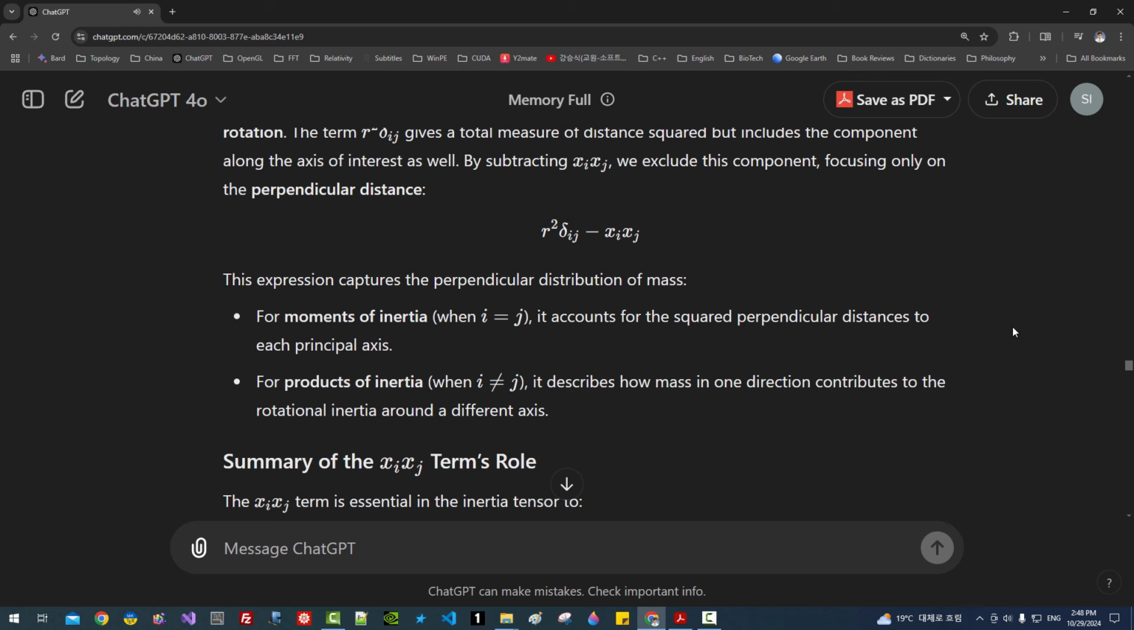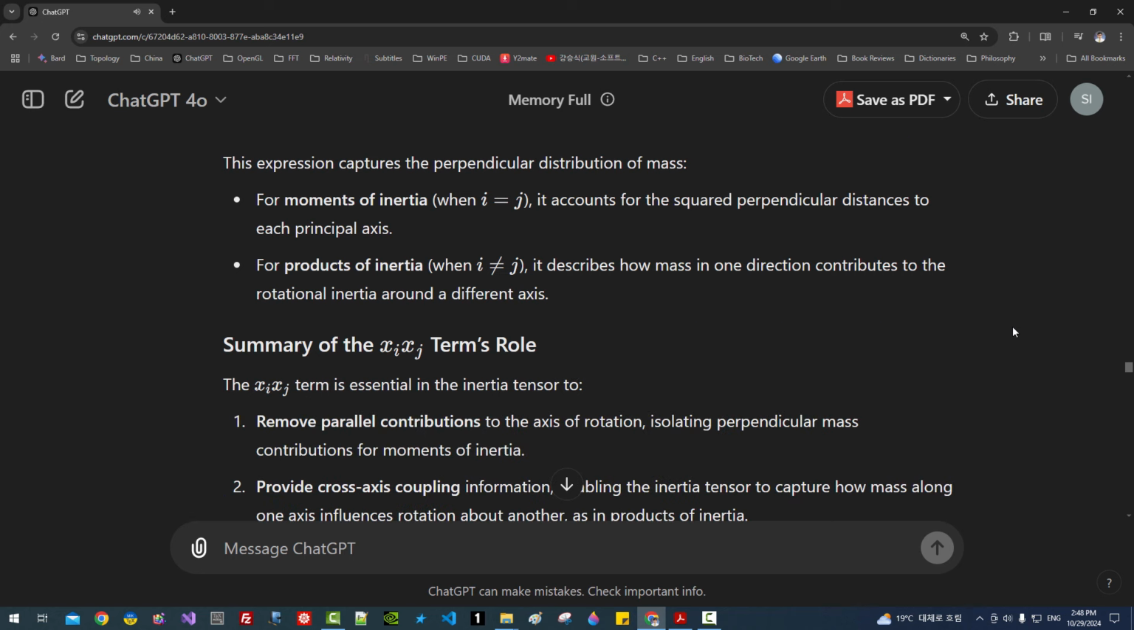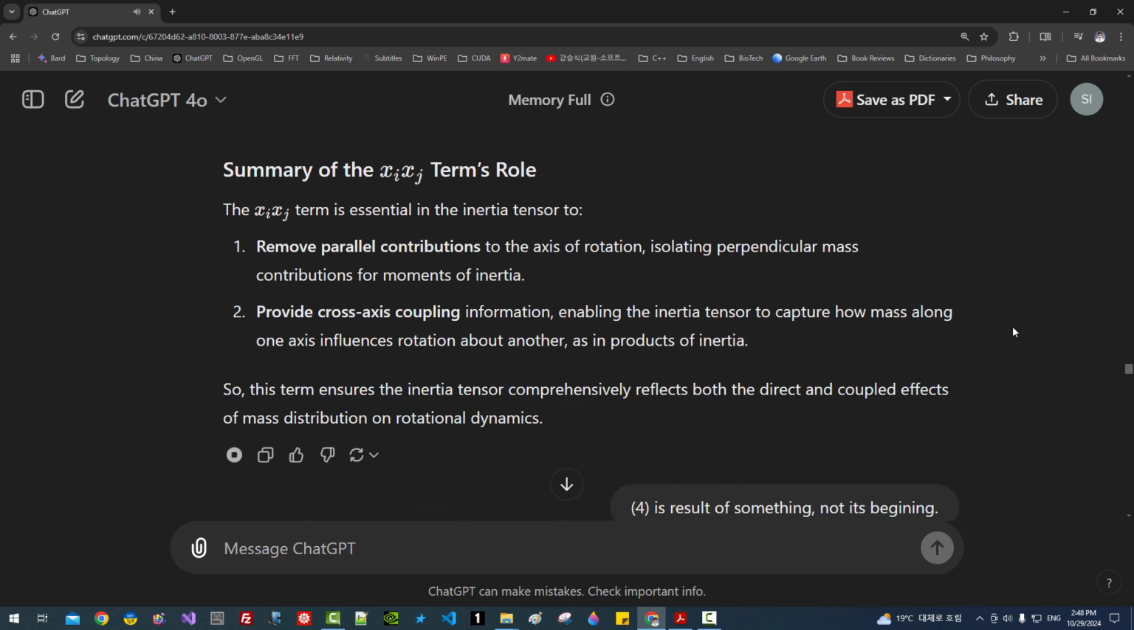For moments of inertia, when i equals j, it accounts for the squared perpendicular distances to each principal axis. For products of inertia, when i does not equal j, it describes how mass in one direction contributes to the rotational inertia around a different axis. Summary of the xi xj term's role.